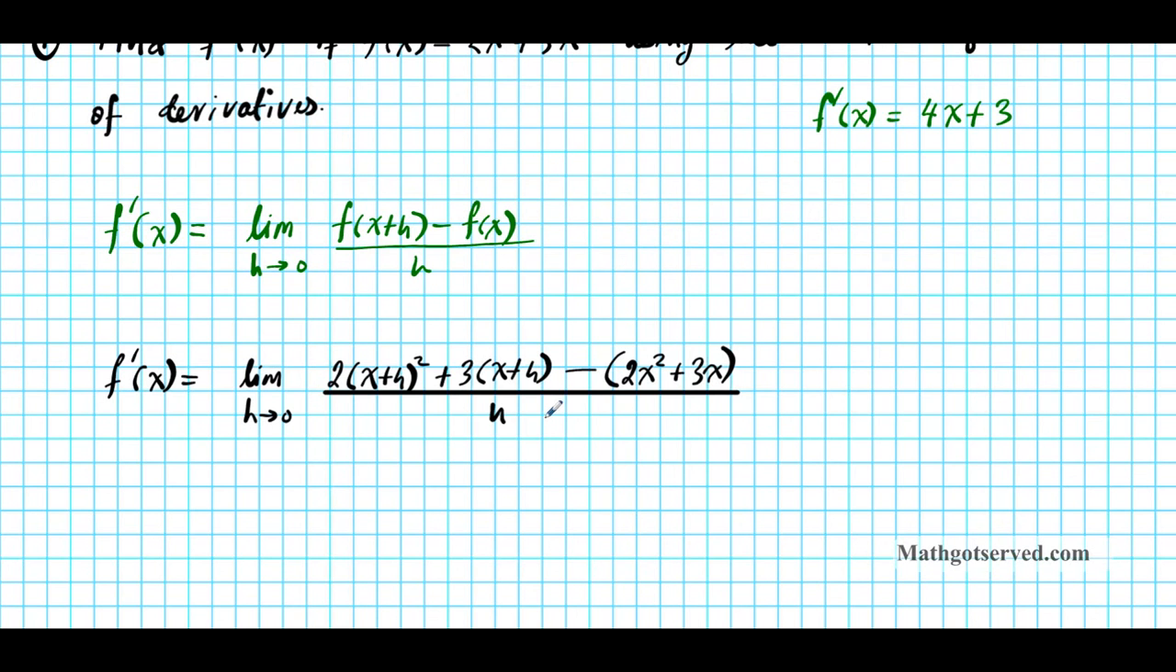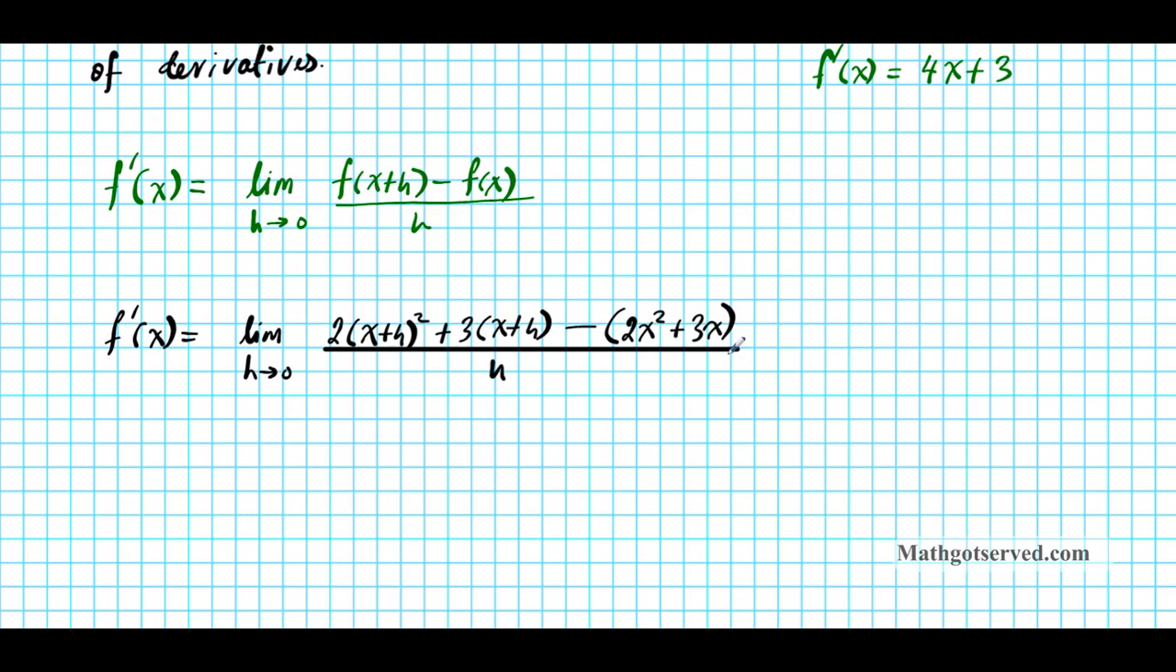So what we have to do is simplify this expression completely, and then we can plug in 0 for h. Okay, so let's go ahead and expand this term, x plus h squared. If you expand it, you're going to have 2 times x squared plus 2xh plus h squared, and then distribute 3 to this, you're going to have plus 3x plus 3h, and then here just distribute the negative, you have minus 2x squared minus 3x, the entire numerator divided by h. Okay, we're still taking the limit.